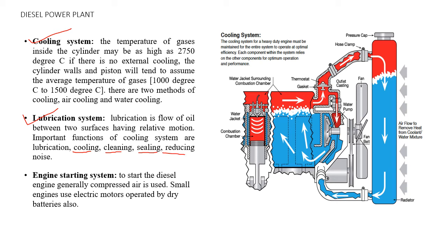And next component is engine starting system. To start the diesel engine, generally compressed air is used. Small engines use electrical motors operated by dry batteries also. These diesel engines are not like our automobile small engines, they will be very huge. So we need a separate system to start the engines. We'll discuss this topic again in our further slides in detail.